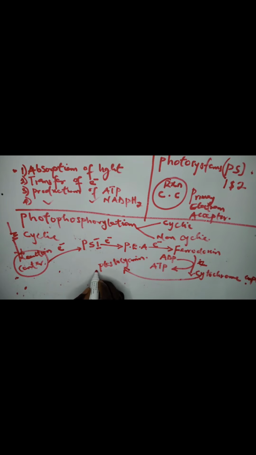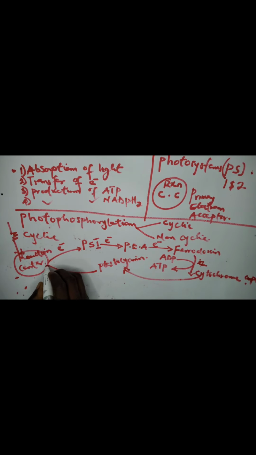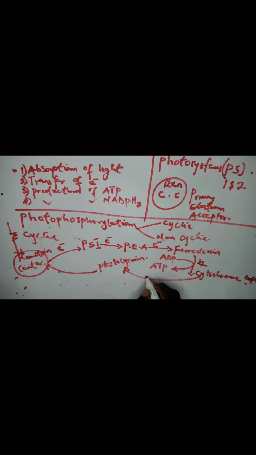From the plastocyanine, then it returns back to the reaction center. The whole process is now cyclic, like the electron returns back to where it is coming from. Let me just repeat myself once again.